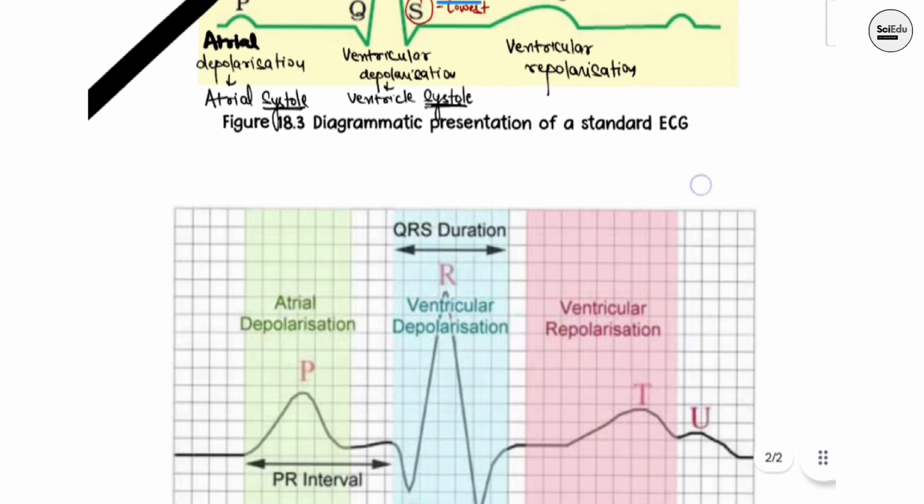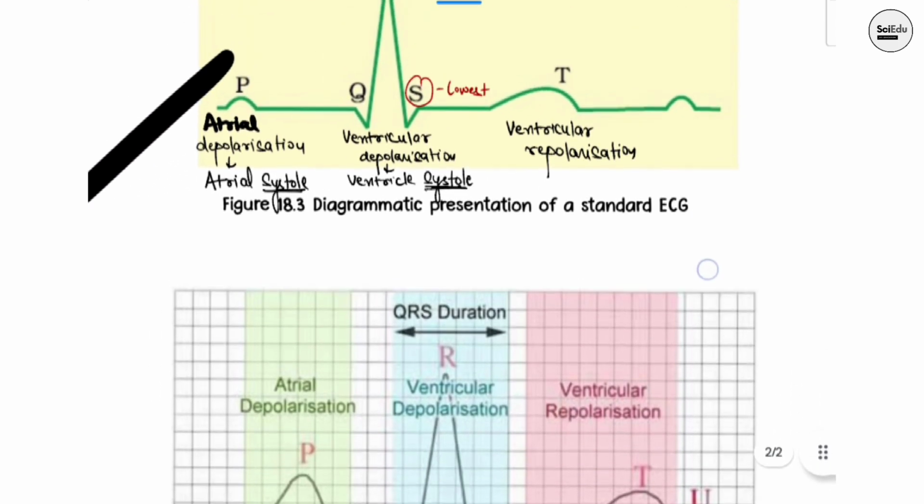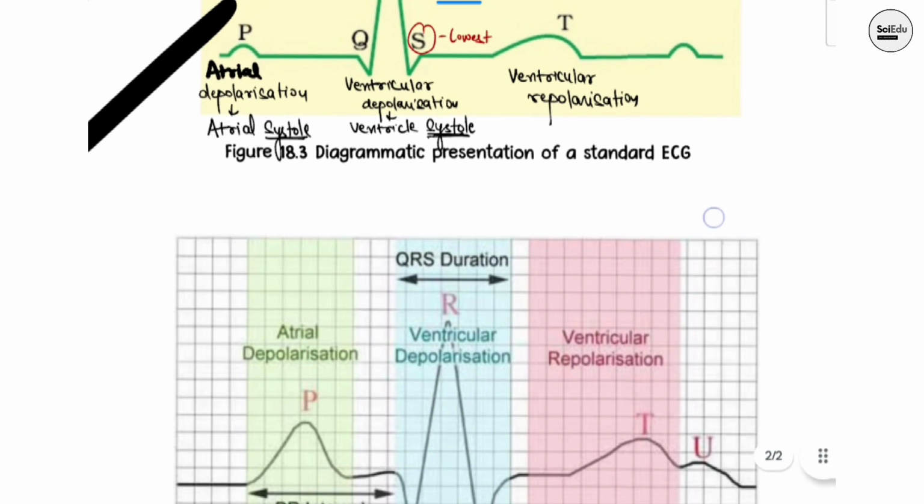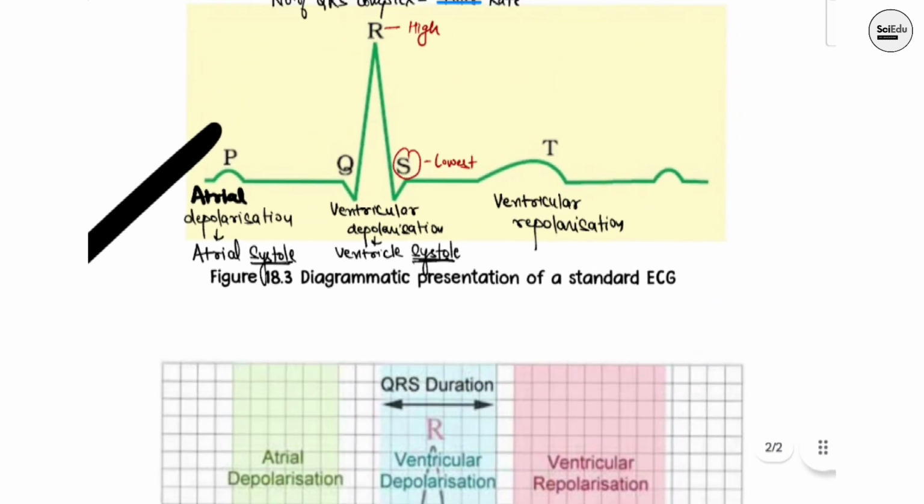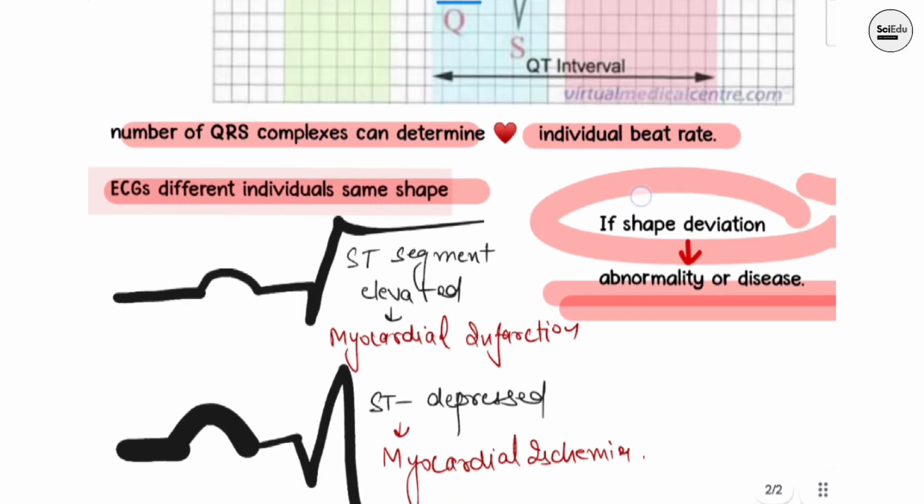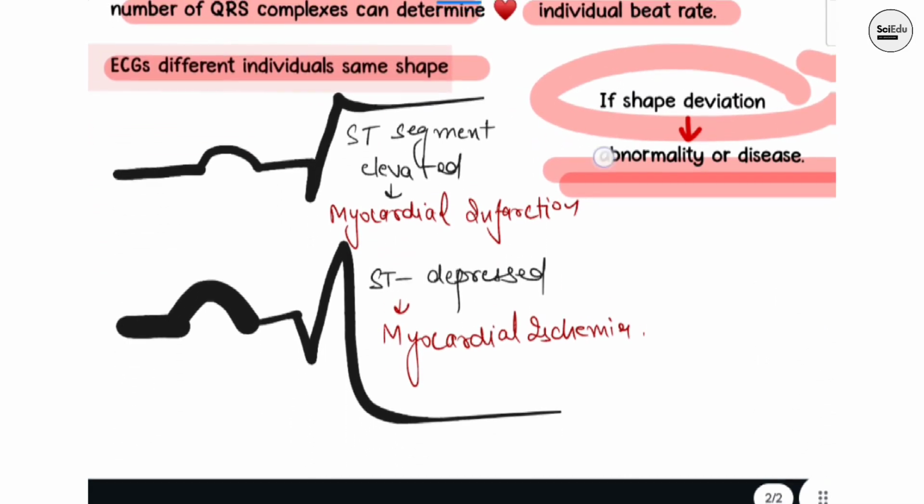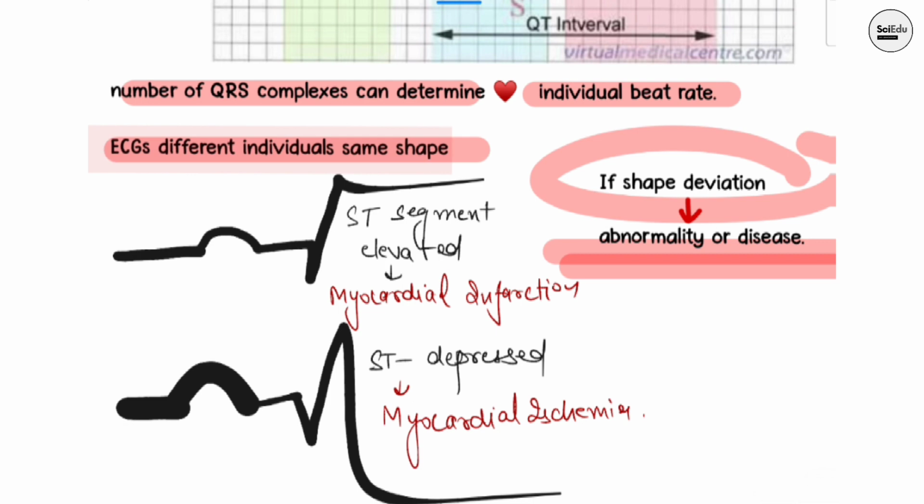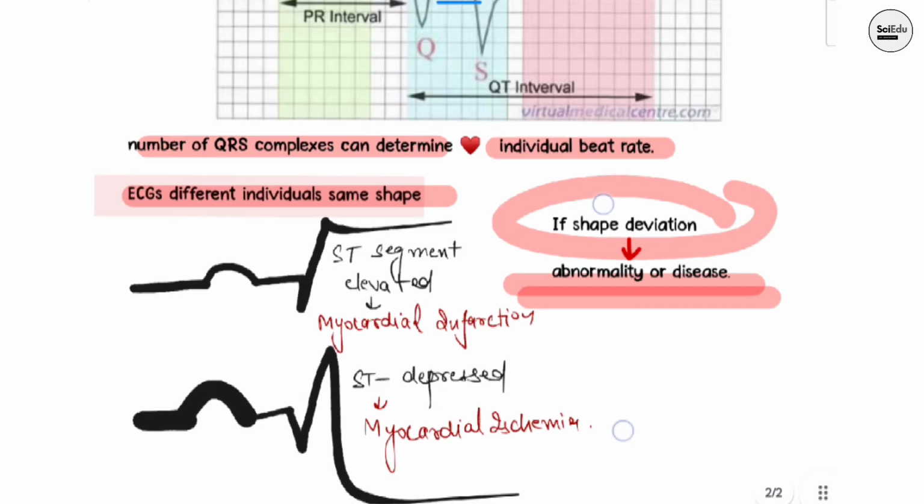The end of the T wave marks the end of systole. Obviously, by counting the number of QRS complexes that occur in a given time period, one can determine the heartbeat rate of an individual. Since the ECGs obtained from different individuals have roughly the same shape for a given lead configuration, any deviation from this shape indicates a possible abnormality or disease. Hence, it is of great clinical significance.